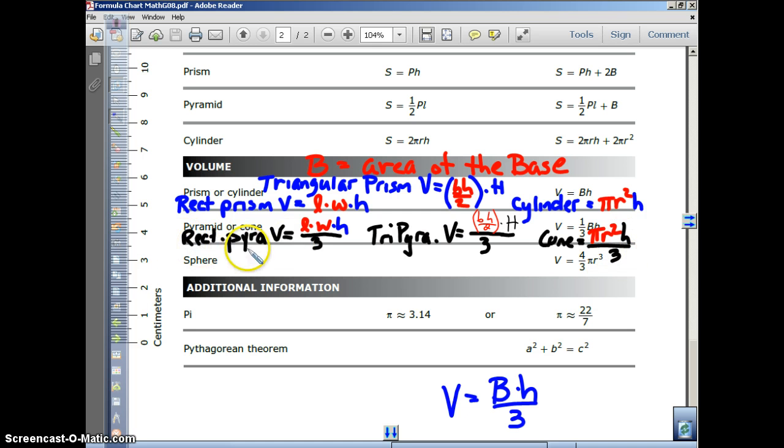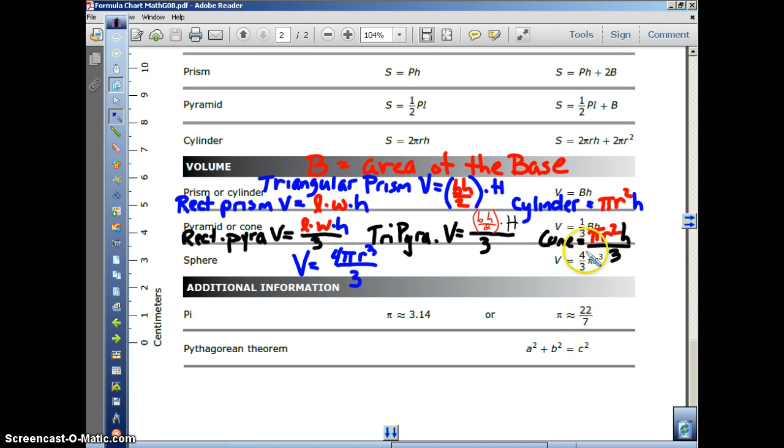For a rectangular pyramid, your volume is length times width times height divided by 3. For a triangular pyramid, it's base times height divided by 2 for the triangle, multiplied by the height of the pyramid, divided by 3. Okay? Your height on all 3 of these runs right down the center of the shape, right through the center. Do I need to pause?